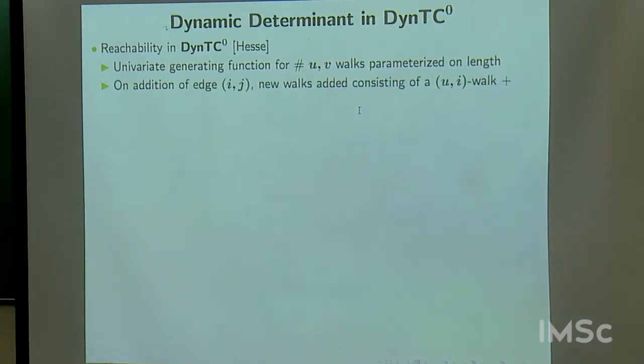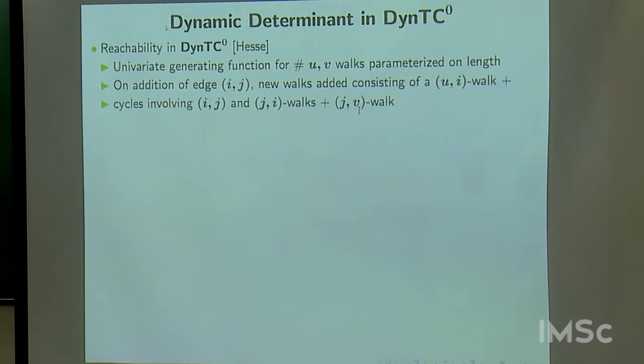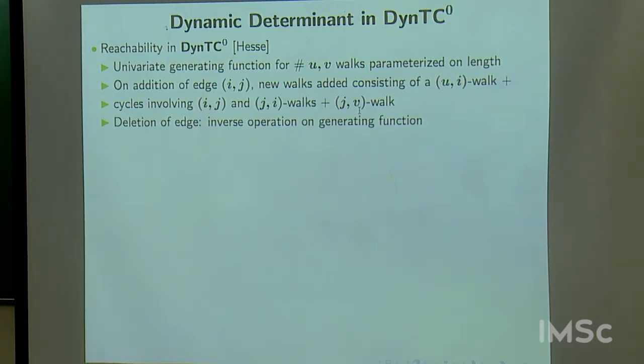So how does he update that? On addition of edge ij, new walks are added, which consist of a ui walk, some cycles involving ij and ji walks. So you can go from u to i, then follow a cycle from i to j, and then from j to v there is a new walk. This is when you are adding an edge ij. These are the new walks that are added. Correct? Something very simple. Deletion of edge, on the other hand, is the inverse operation on the generating functions, and he showed that both of these can be done using TC0. Okay.